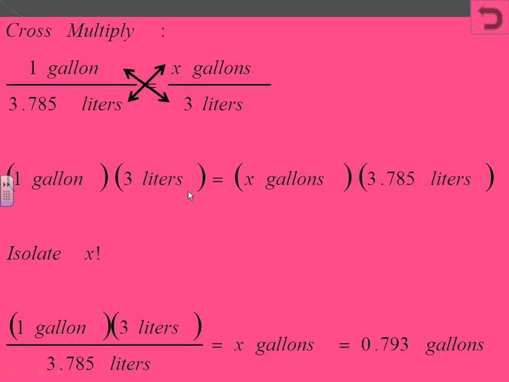That's where this came from, and our job is to isolate the x. Well, we need to divide by 3.785. We're going to cancel out the liters that way, and we end up with 1 divided by 3.785, and we should have 0.793 gallons. So I'll leave that up for another second. You guys can pause the video here and finish writing.